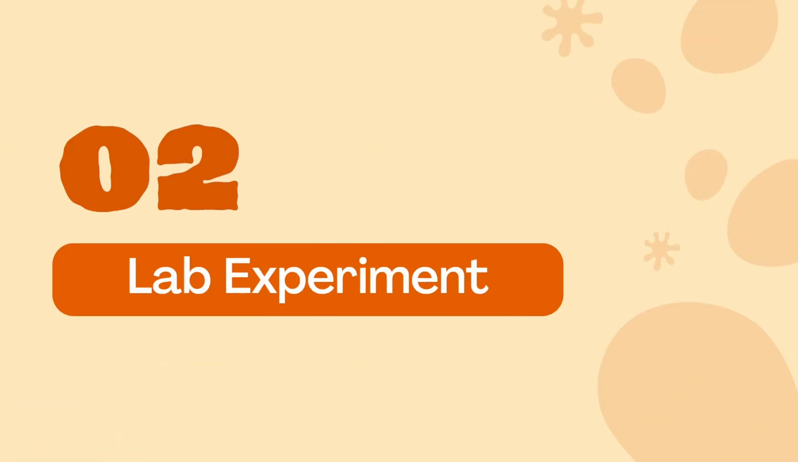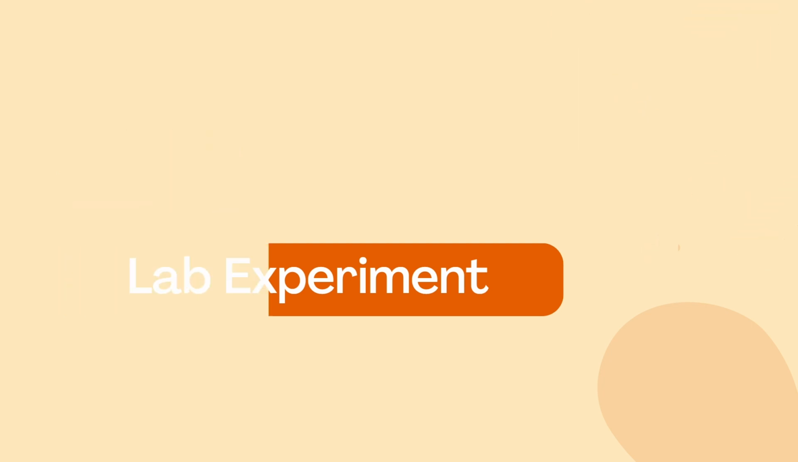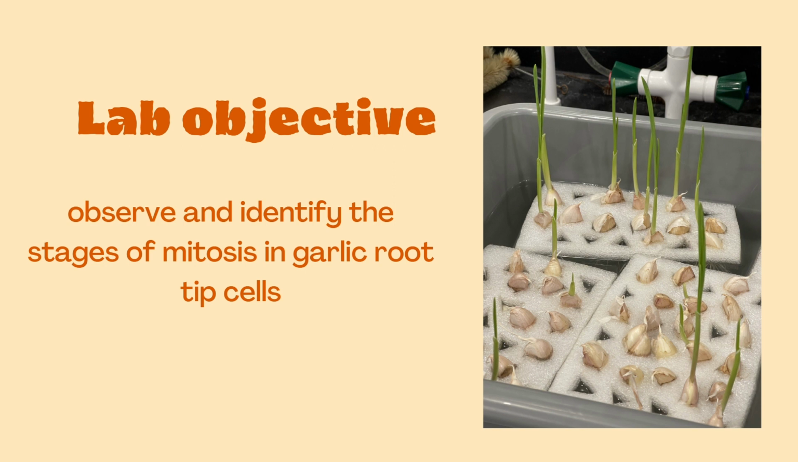In this segment of our presentation, we will explore a fascinating laboratory experiment that brought the dynamic process of mitosis into clearer view. Our exploration into mitosis was hands-on, utilizing compound light microscopes to observe garlic root tip cells. The choice of garlic root tips was strategic, owing to their high mitotic index, which provided us with ample opportunity to witness the various stages of cell division under the microscope.